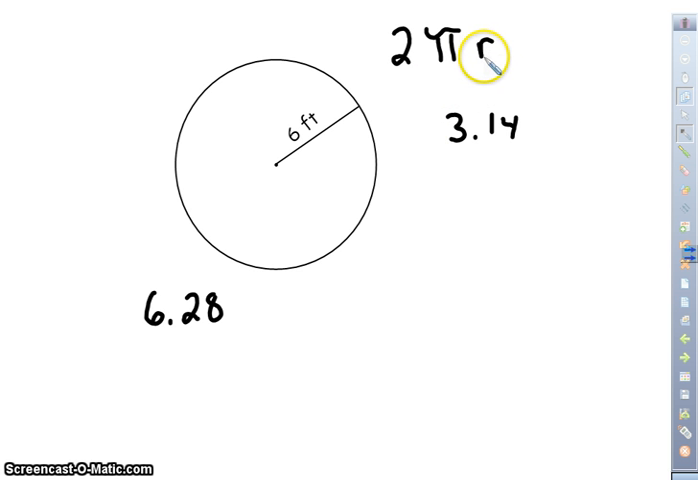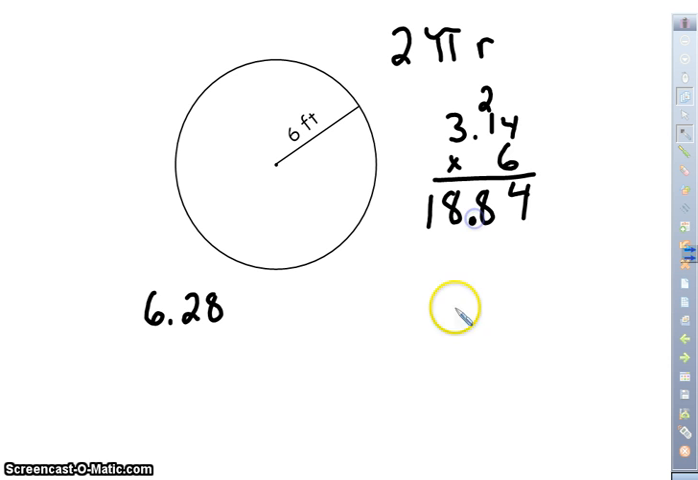So we take the radius, which is 6. We simply multiply this together, get 24. 6 times 1 is 6, plus 2 more is 8. 6 times 3 is 18. 2 decimals to the right there because of the 0.14. So we end up with 18.84.